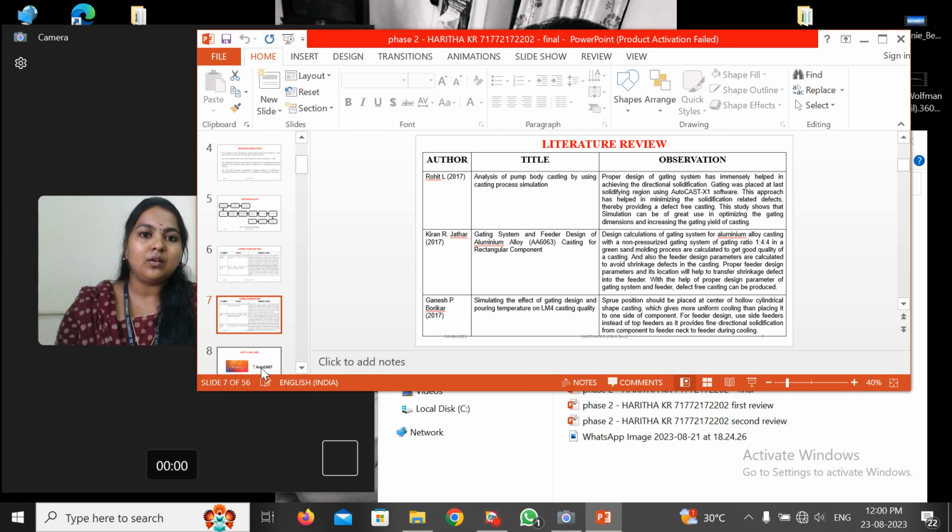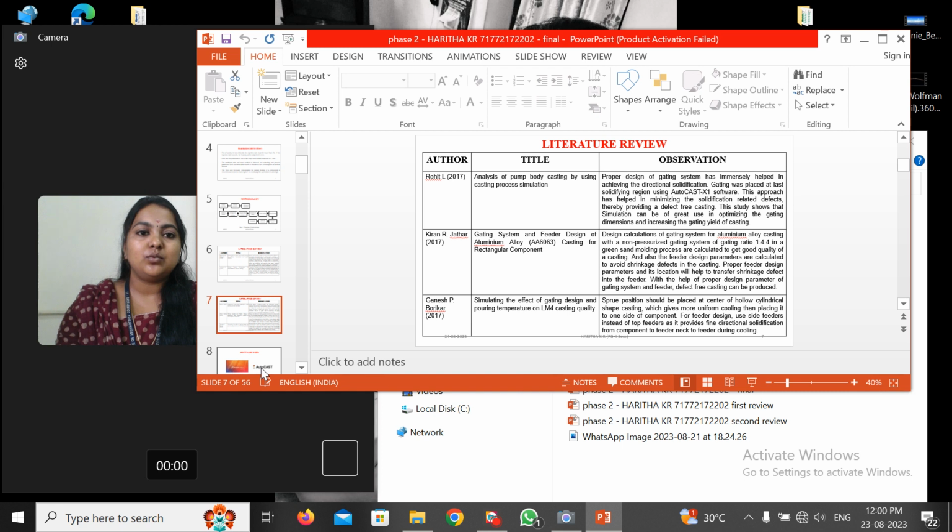So this is a rectangular component. With respect to the thickness, some kind of solidification shrinkage will occur at the center point. So with respect to changing the design of the gating system, and also pressurized or non-pressurized gating system, here 1:4:4 is the gating ratio for the non-pressurized gating of aluminium alloy. Hence non-pressurized gating is used for aluminium alloys, which are non-ferrous materials.